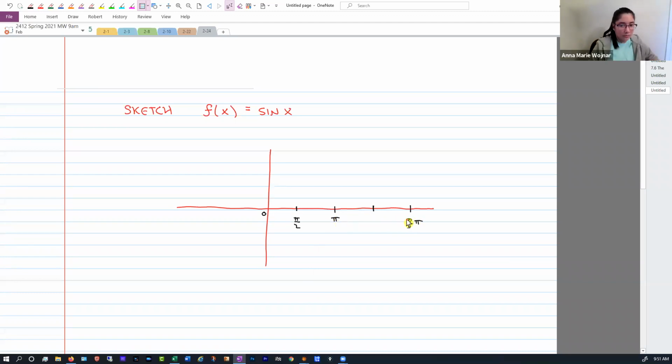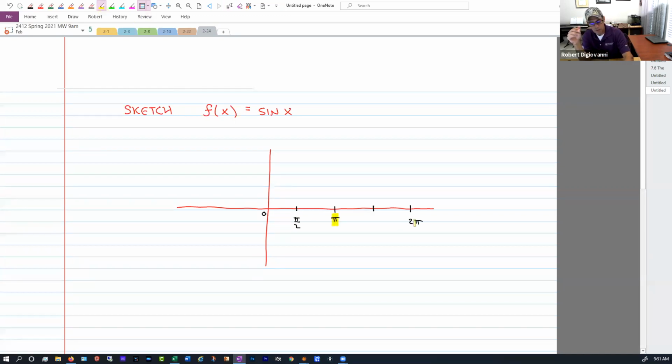3 pi over 2. 3 pi over 2. Now you know that because you're comfortable with the unit circle, right? You can, but I'd like to show you a slightly different way to find the number between two numbers. This is going to be helpful in a couple of minutes.